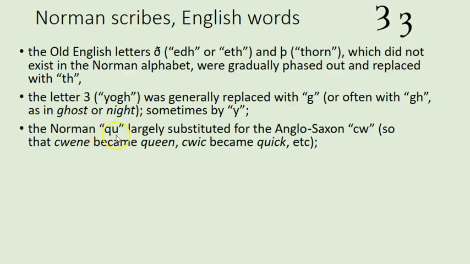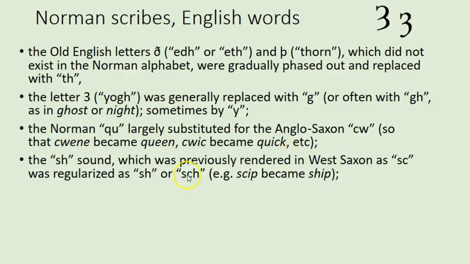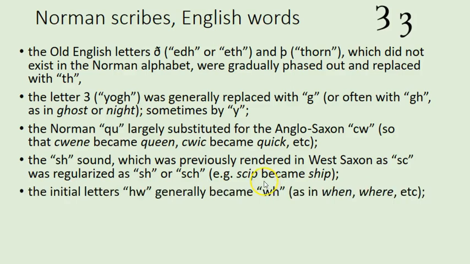The Norman qu largely substituted for the Anglo-Saxon cw, so that cwen in Old English becomes queen, and cwic becomes quick. The sh sound, previously rendered in West Saxon as sc, as in scip, is changed to be written as sh or sch. So scip becomes ship, and this is because sc was already used to render just the s sound, just that voiceless alveolar fricative in French.